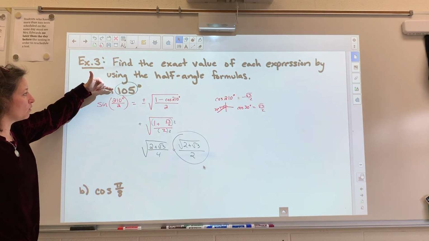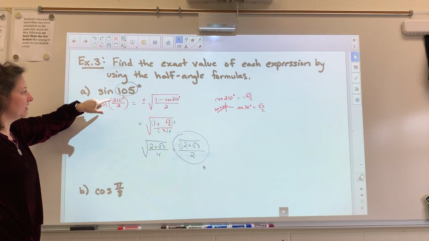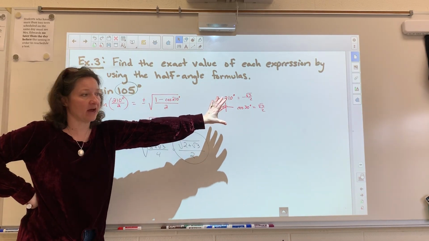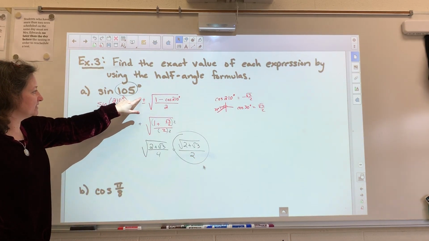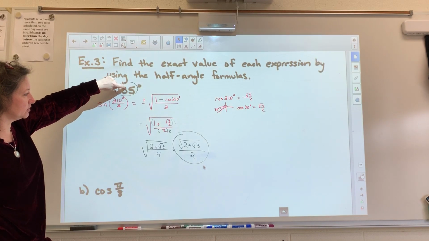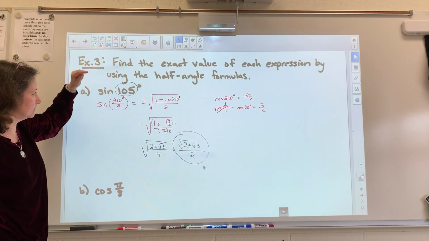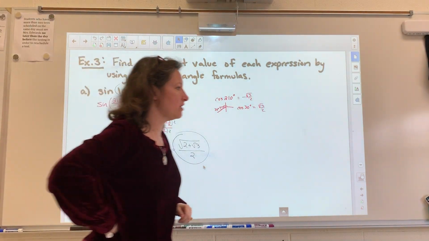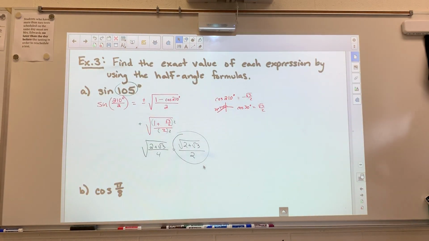First, we need to find what we divide by 2 to make 105. That angle goes where alpha is. We get that exact value. Then we decide positive or negative based on where this original angle is located, sine of 105, and then we simplify. So let's do another one of these with radians.